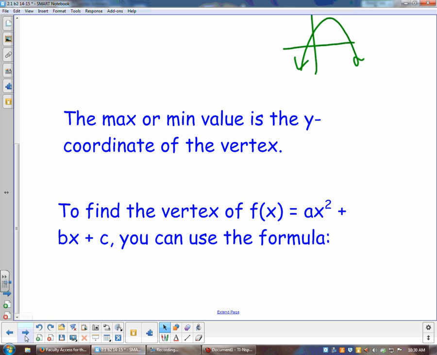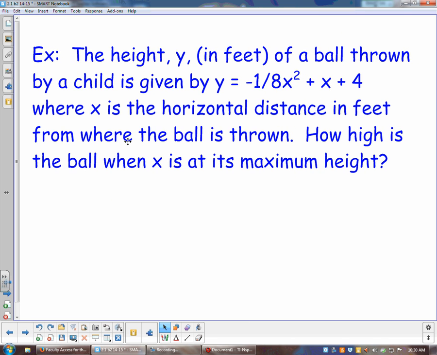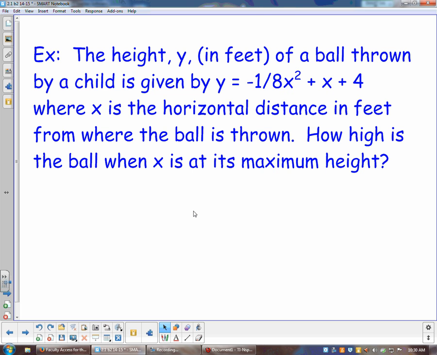Okay, I'm skipping that. All right, so let's take a look at this example. Is this one on your gift?